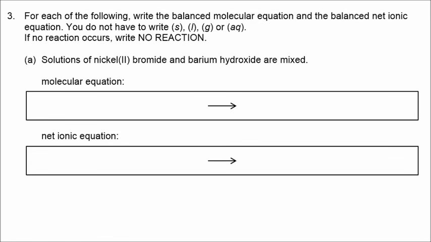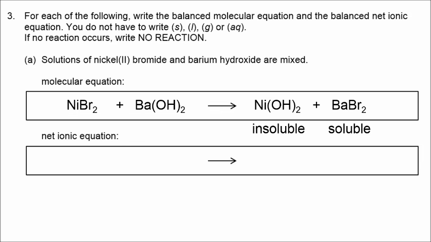For part 3, we have a bunch of net ionic equations to write as well as molecular equations. Nickel Roman numeral 2 bromide is written as NiBr2. Barium hydroxide is written as Ba(OH)2. And we're going to produce nickel hydroxide and barium bromide. When we consult our solubility rules, it turns out that the nickel hydroxide is the precipitate. So we write nickel hydroxide as the product, and then we show the separate ions on the left side of the equation.